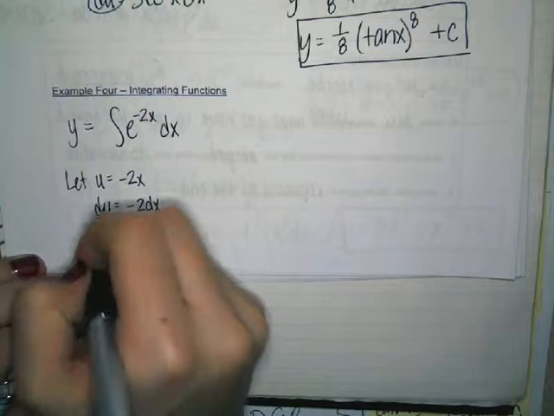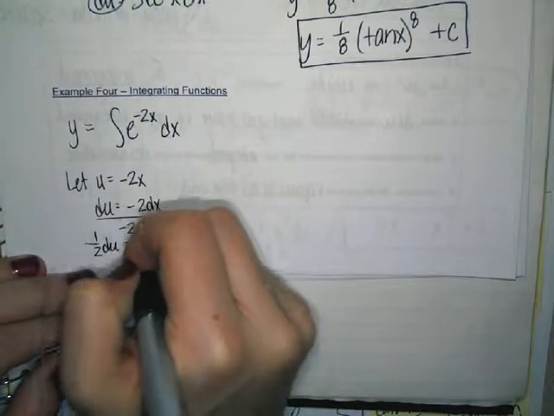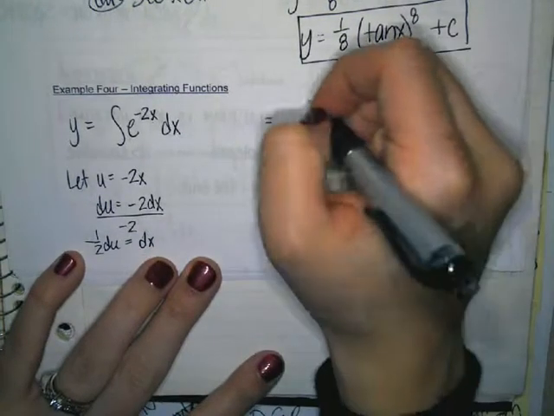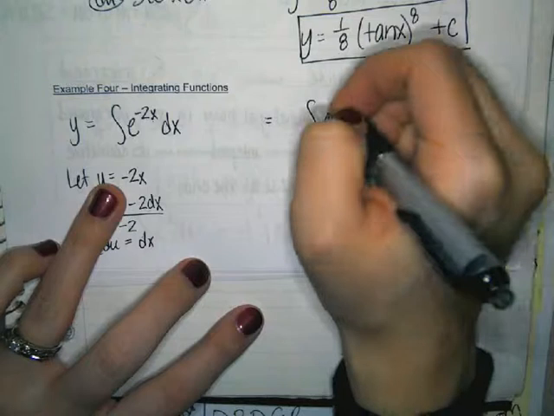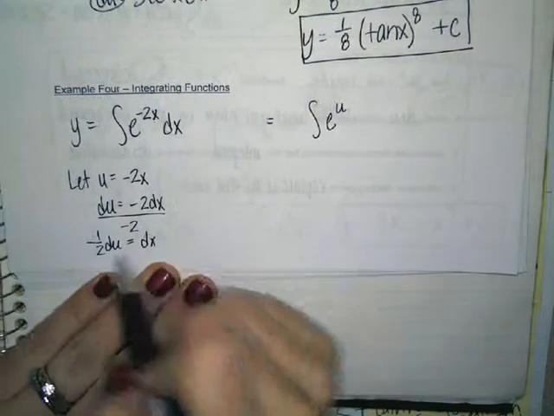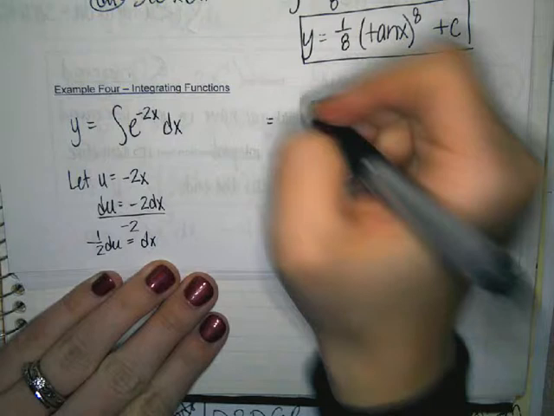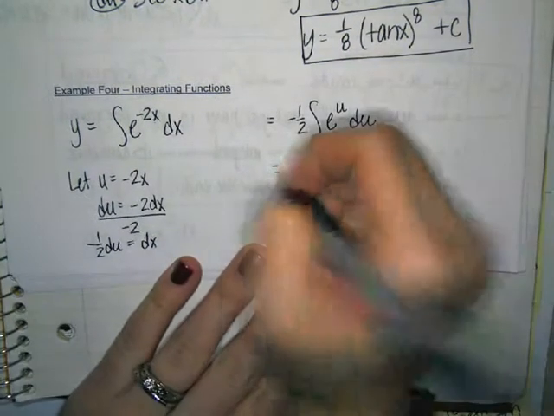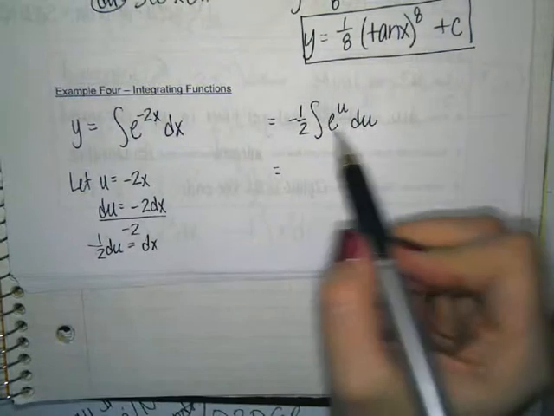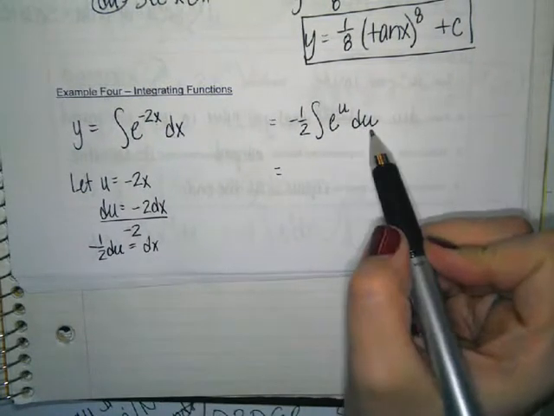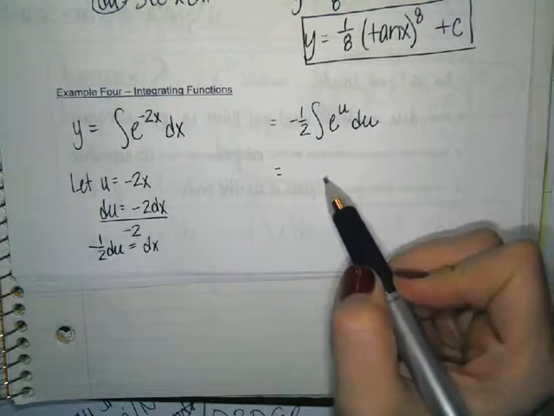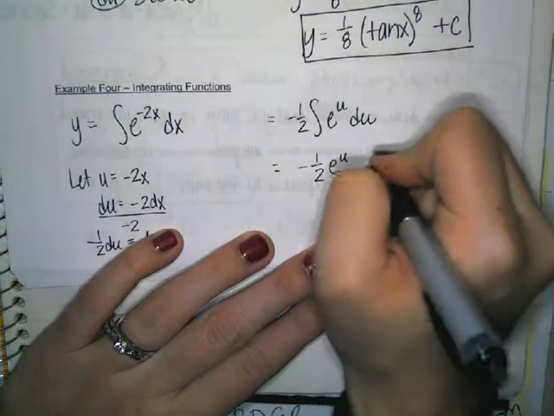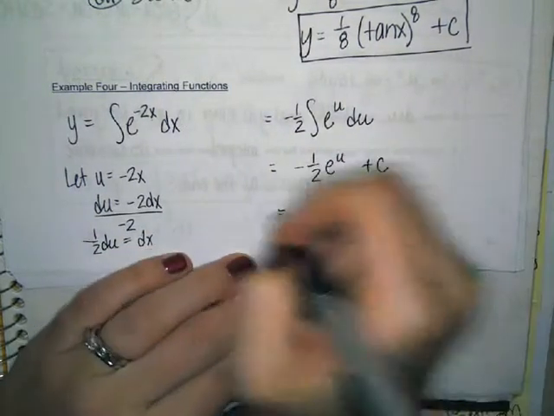Now I'm going to rewrite it in terms of u. Okay, so we have e to the u, and then I'm going to replace dx with what dx is equal to, which is negative 1/2 du. Bring the constant out in front. And the integral rule, this is the derivative rule, remember, e to the u du, or e to the u prime. And so what we'd have had originally is just e to the u. So that's what we have here, negative 1/2 e to the u, plus c. And then our last step is to replace the u. And you're done.